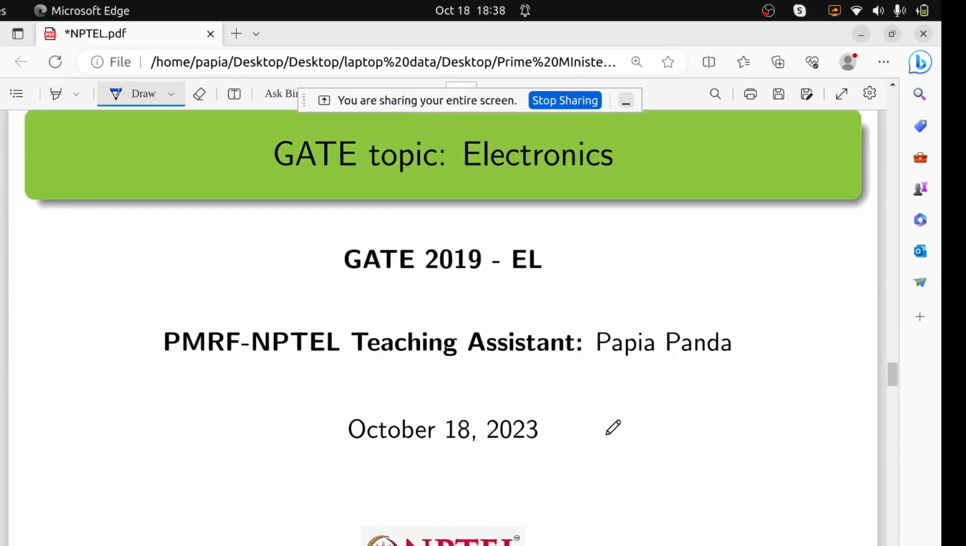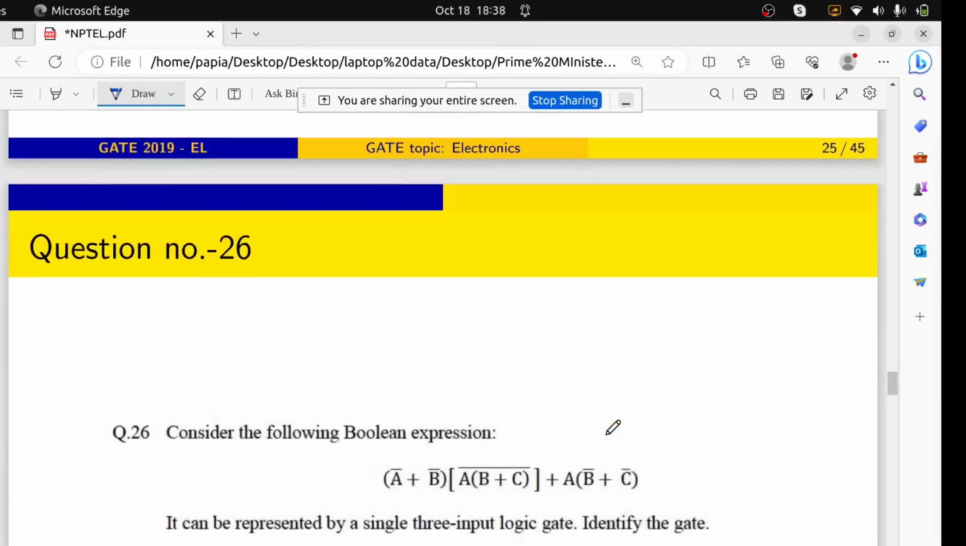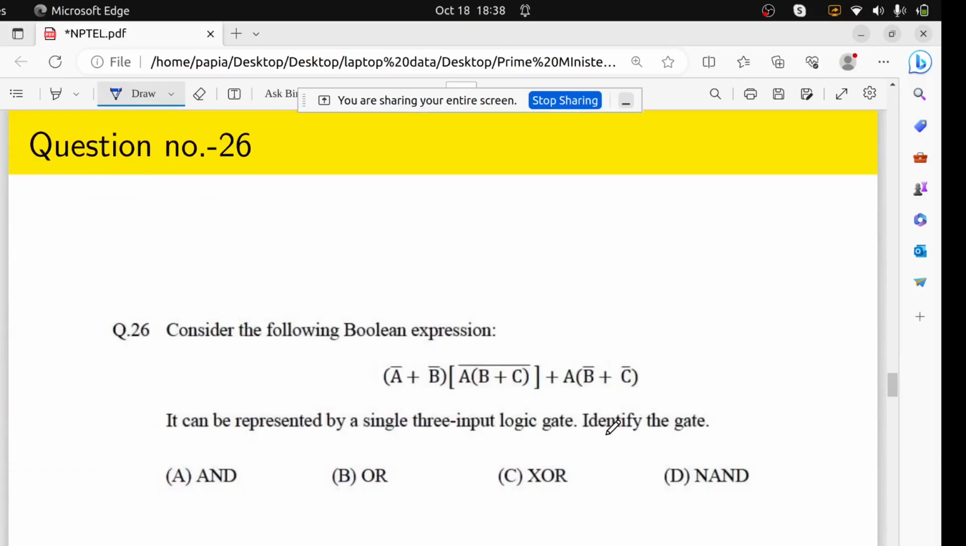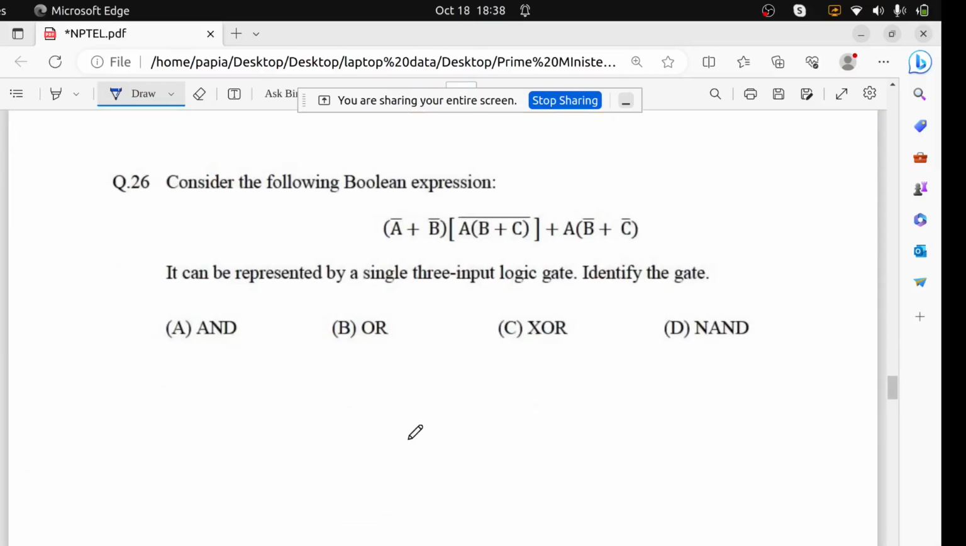So the next question is also from the electronics topic, from the 2019 question paper, and the question is 28. Now see the question first. Consider the following Boolean expression. There is a Boolean expression, and it can be represented by a single 3-input logic gate. Identify the gate. So what do we need to do? First of all, let me write it as y, and we will simplify this y.